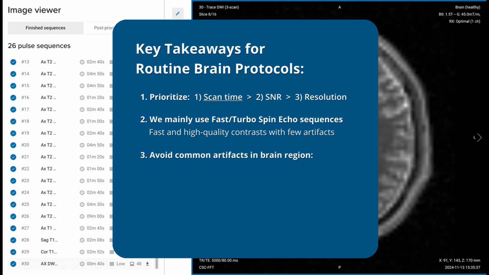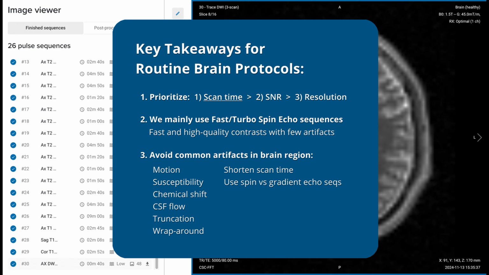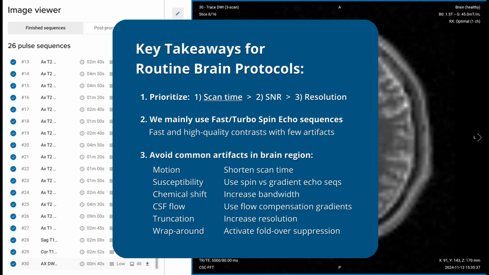Third, make sure to avoid the common artifacts that can arise from the brain region, which include motion, susceptibility, chemical shift, CSF flow, truncation, and wraparound artifacts. Some techniques we can use to avoid these artifacts are to shorten the scan time, use spin echo instead of gradient echo sequences, increase the bandwidth, use flow compensation gradients, increase the resolution, and activate fold-over suppression.